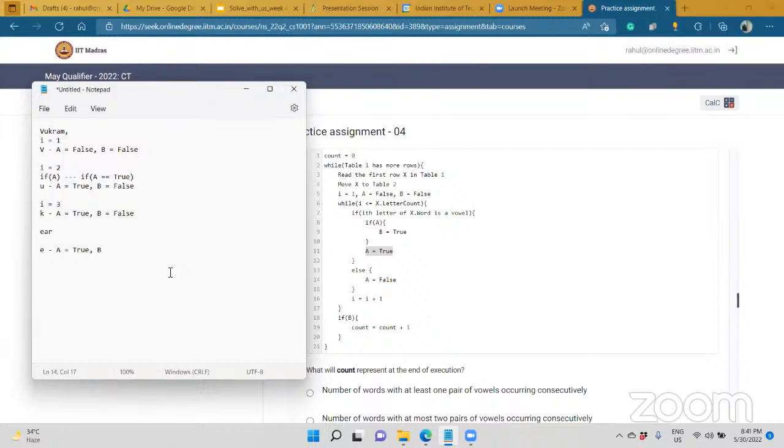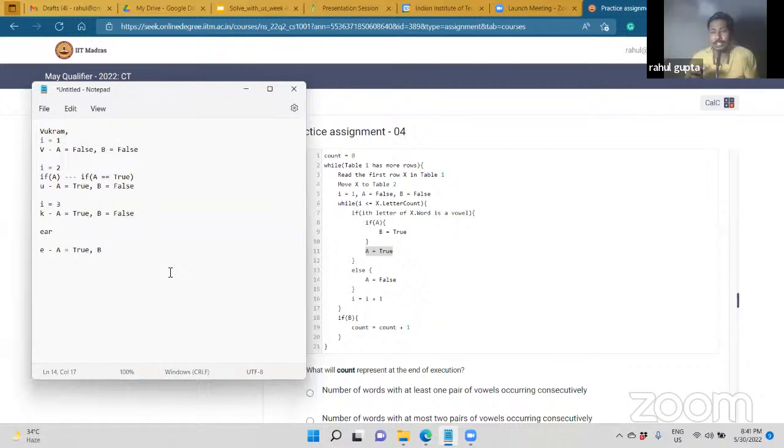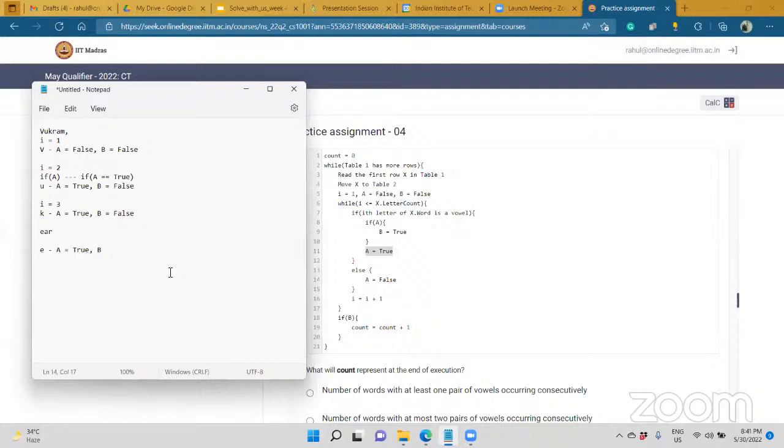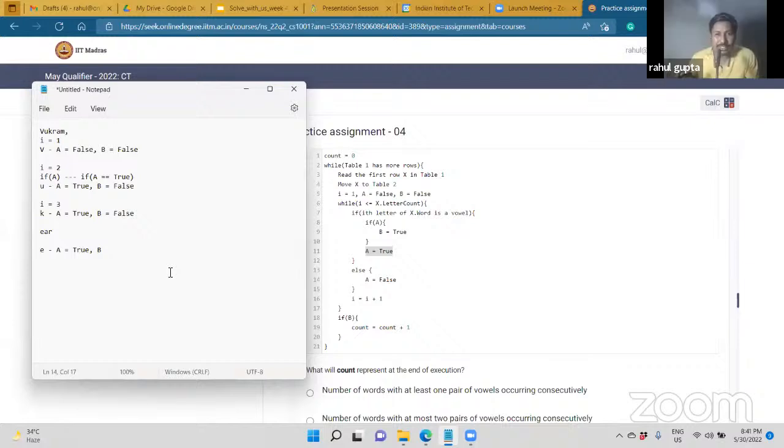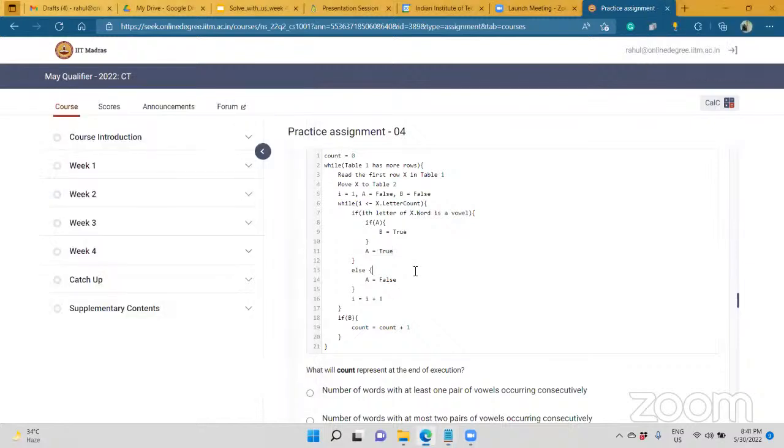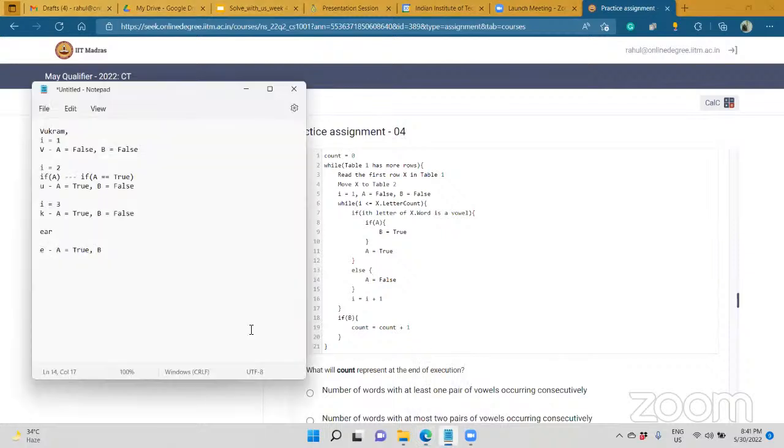Because E is a vowel, then if you told A is false, did you change A to true? No, I told E is a vowel. Sukanya, A was initially false, right? So it stays false until E comes into the picture. It is false till E comes into the picture.